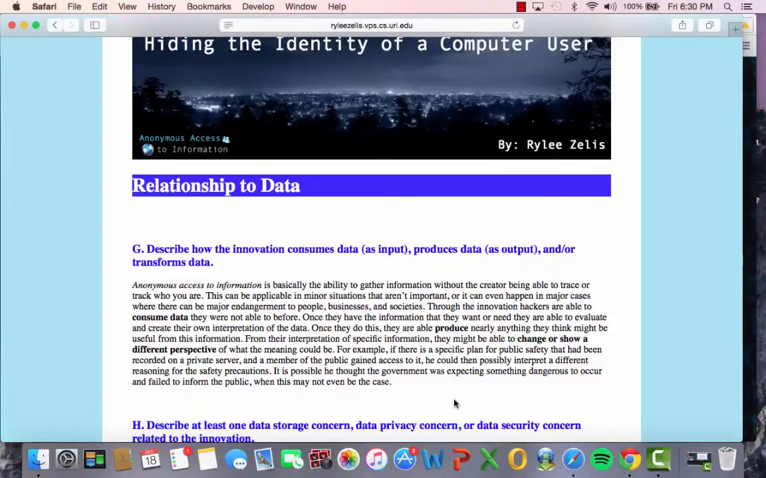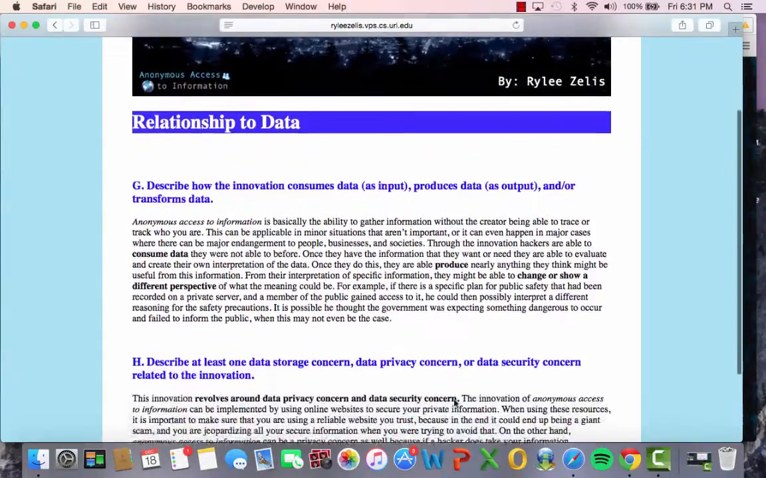My innovation allows people to consume data because through hacking websites, they are able to gain information. Once they have this information, they are capable to produce nearly anything they could think of from this information. And once they produce this information, they are able to change or show a different perspective of what the meaning could really be. For example, if there's a specific plan for public safety and it had been recorded on a private server, a member of the public gained access to it, he could possibly interpret it as different reasoning for the safety precautions. It is possible he thought the government was expecting something dangerous to occur and failed to inform the public, when this may not even be the case.